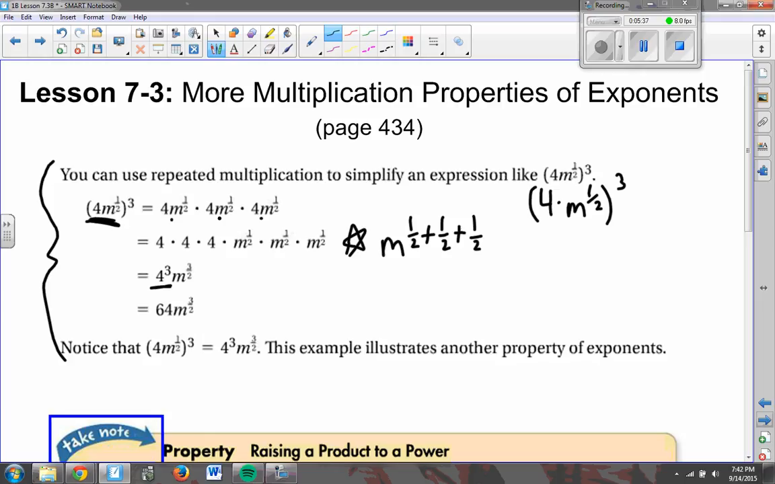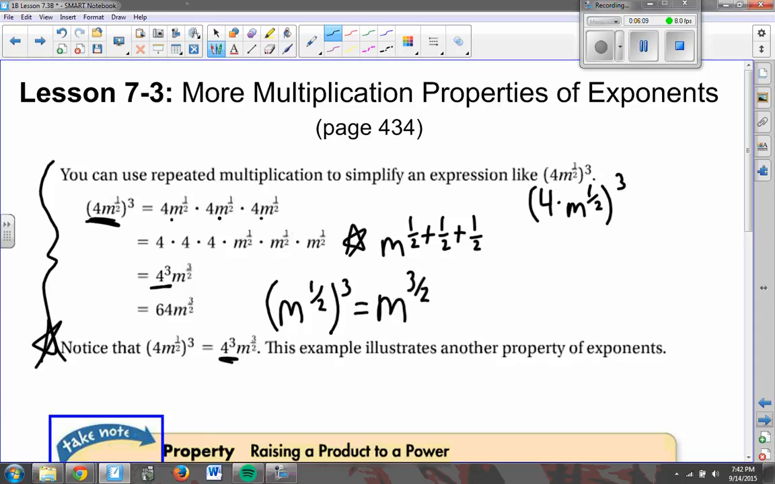4 to the third power is 64, m to the 3/2. That's not what I'm concerned with. I'm concerned with that right there. The fact that you can notice that when we do 4 times m to the 1/2, all of that to the third power, we can change it to say 4 to the third power, and then hopefully we know that m to the 1/2 to the third power is equal to m to the 3/2 power.